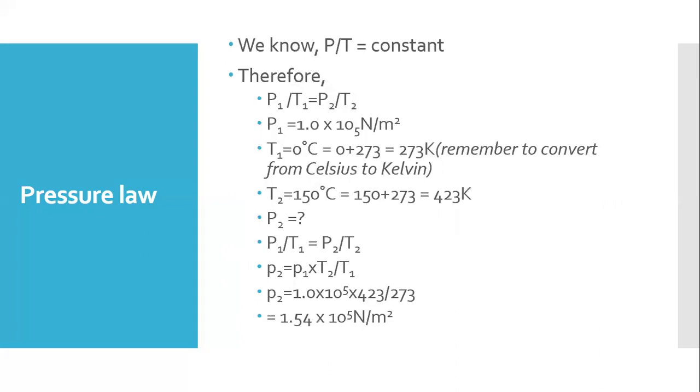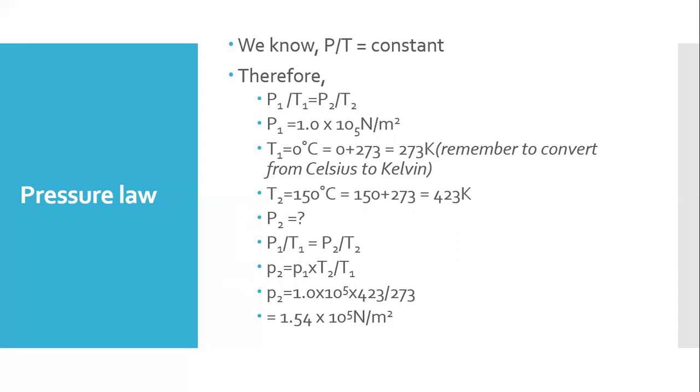Now, solution. We all know that P over T equals a constant from the pressure law. Therefore, P1 over T1 is equal to P2 over T2, whereby given that P1 is equal to 1 times 10 raised to 5 Newton per meter square, T1 is equal to 0 degrees. So you convert it into Kelvin: 0 plus 273 will be equal to 273 Kelvin. So we have to remember to convert when calculating these questions. T2 is 150 degrees, so converting it to Kelvin, it will be plus 273, that equals 423.